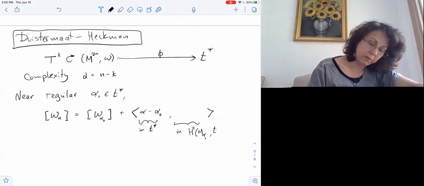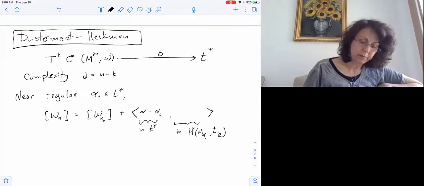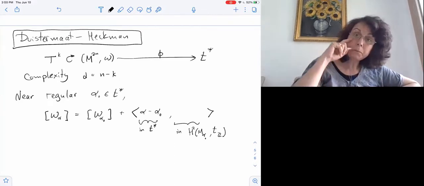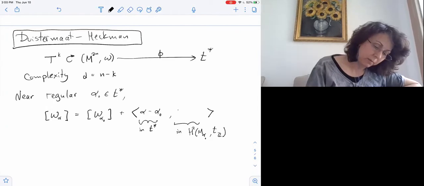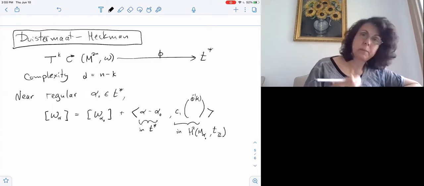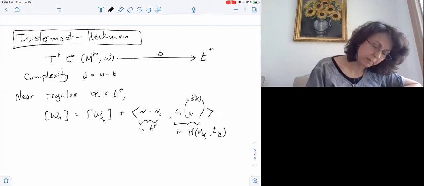In fact, the cohomology will be inside the integral lattice of the torus, and this coefficient is just the first Chern class of the level set viewed as a principal torus bundle or orbibundle over the reduced space.